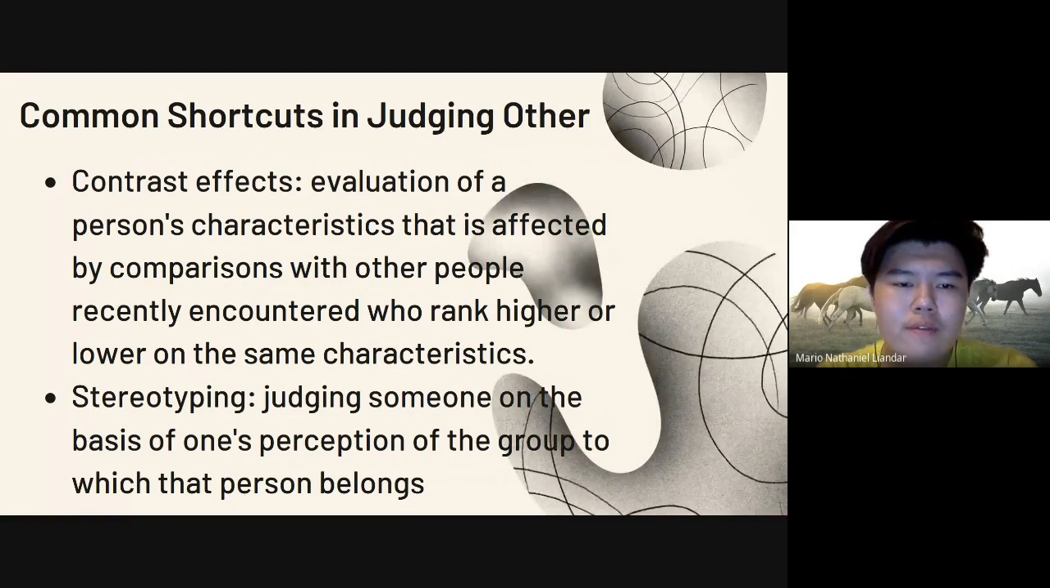Okay, then we have contrast effect. Our evaluation of a person's characteristic is affected by comparison with other people recently encountered who rank higher or lower on the same characteristic. And the last one is stereotyping, which is when we judge someone on the basis of our perception of the group to which that person belongs. Okay, next slide, please.